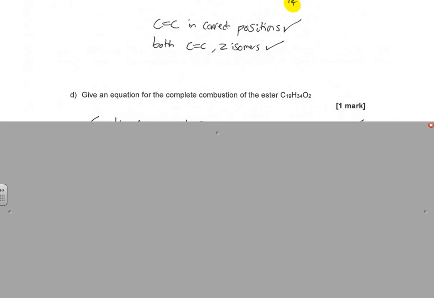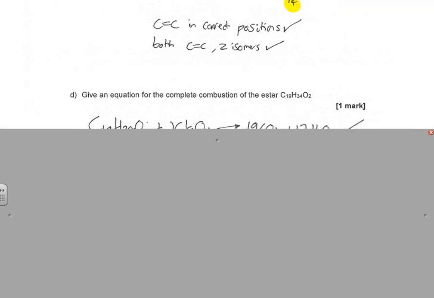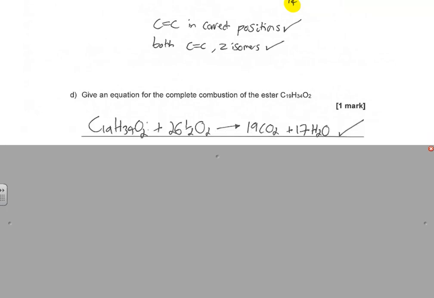do a combustion equation. This is a bit more complicated than the combustion equation we saw at the beginning of the exam paper. The molecular formula is larger, but it doesn't necessarily put us off. 19 carbons, we're expecting to see 19 carbon dioxides. 34 hydrogens, we're expecting to see 17 waters. Now, when we do that and I reveal the answer, you can see that we've got 26.5 molecules of oxygen.